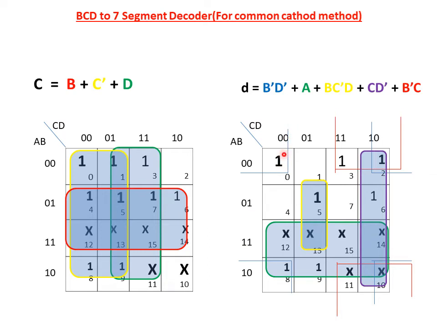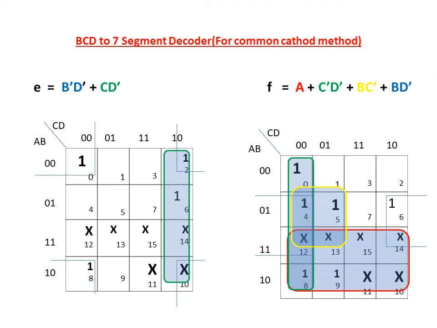Now we will write the expression for this blue color cell grouping. The common between first and last is B bar, and the common between these two is D bar, so B bar, D bar. Next, the green color grouping, the common is A. Next, yellow color grouping, the common between these two cells is B, C bar, D. And here for the purple color, C, D bar. And for the red color, the common between first two is B bar, and here C.